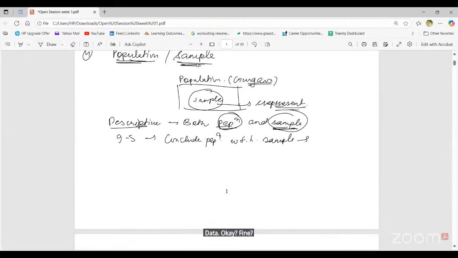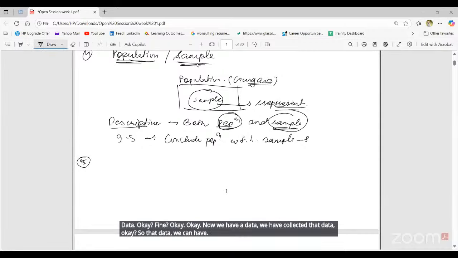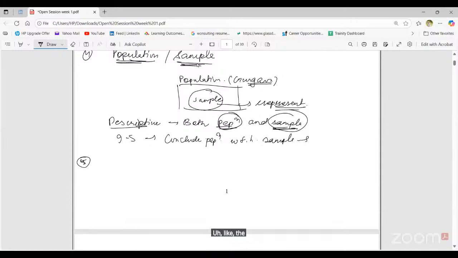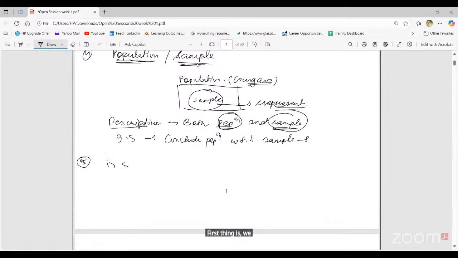Now we have collected data. If we are collecting data, we can have two types of data, right? What are the two types of data? First, we have structured data and unstructured data. Numerical and categorical are variables. We will come back to that.